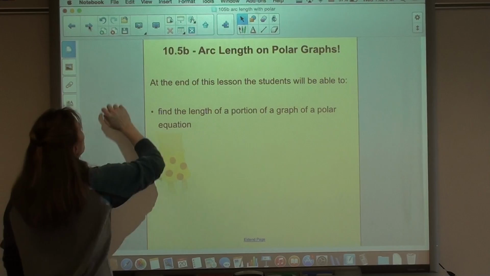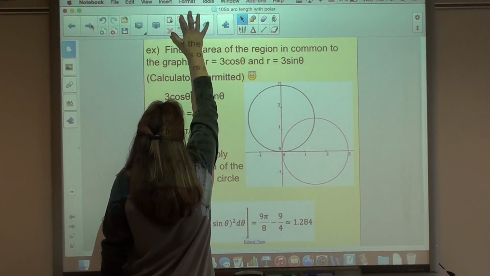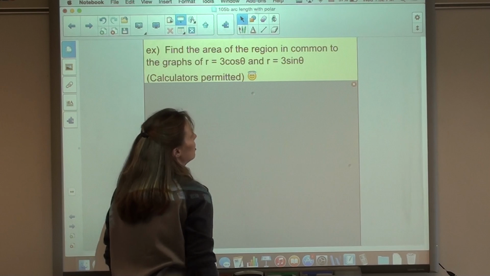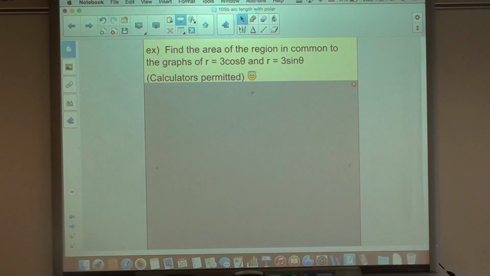So today is really about arc length, but we're gonna focus more on area and just a little bit on arc length. So I want you guys to take a few minutes, see if, calculators permitted, right? I want you guys to take a few minutes, graph this, see where the area overlaps, and see if you can write an integral or integrals that will give you that area. Then use your calculator to integrate. You don't have to integrate by hand.